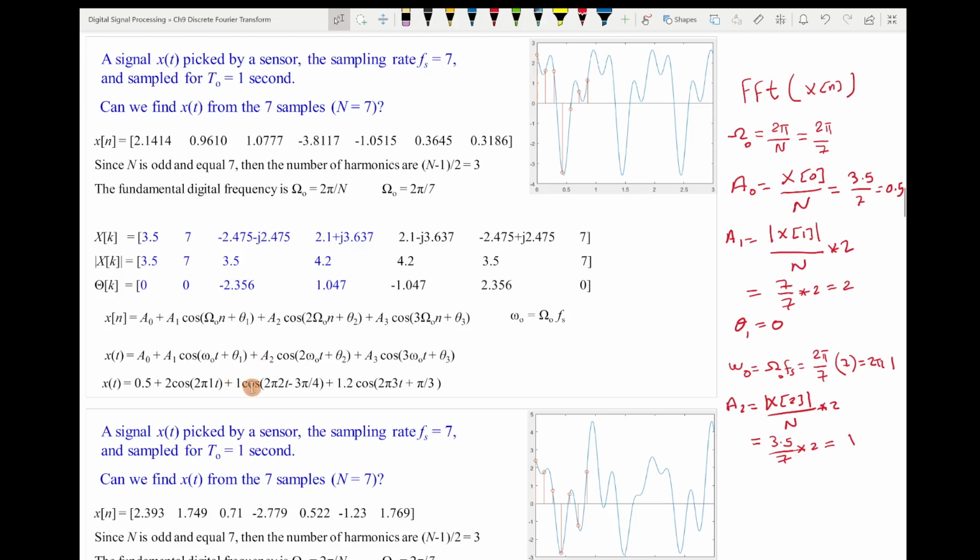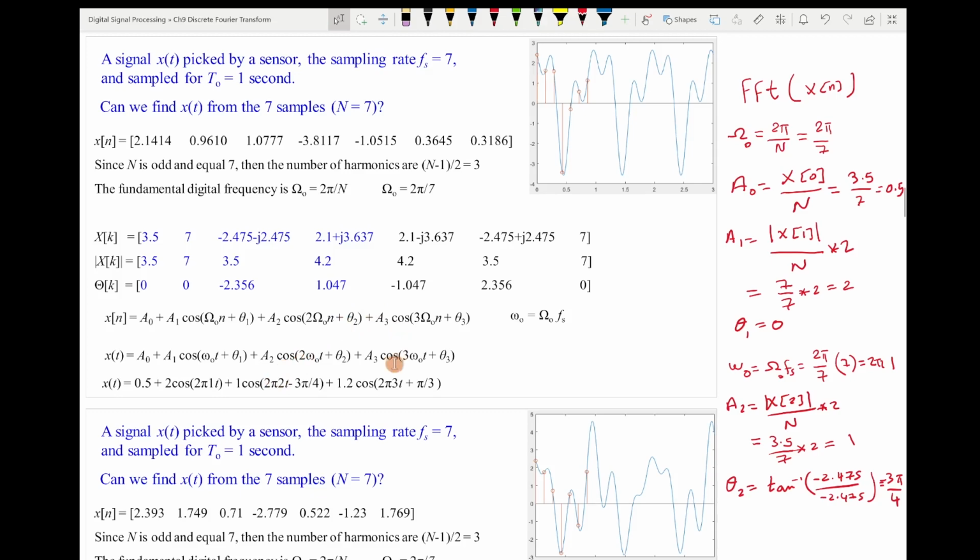And if I need to calculate the phase, theta 2 will be tan inverse of the imaginary divided by the real. And this will be 3 pi over 4 minus. That will be this one, or it's the same thing as this one. Remember, pi here is in radians, 3.14. And the frequency of the second harmonic will be 2 omega 0, or in the continuous case, 2 pi times 2.